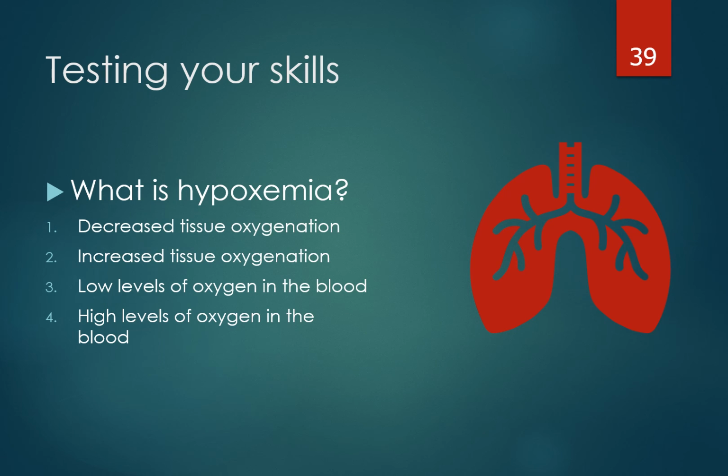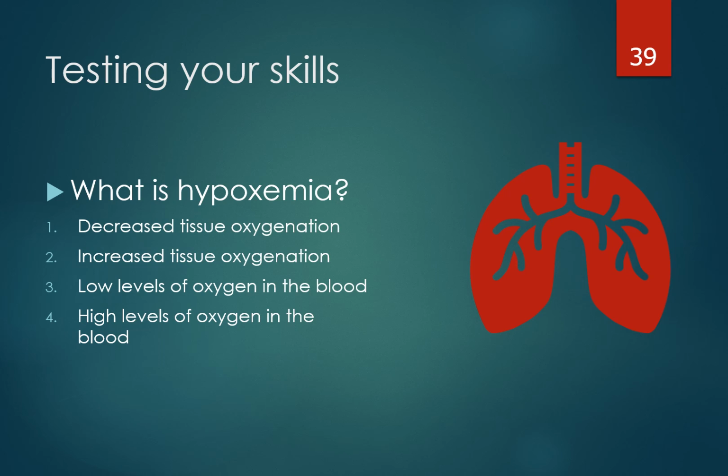So let's go over the pretest. I asked you some questions at the beginning, and I'm sure during this presentation you gained the knowledge you need. For example, what is hypoxemia? Is it number 1, decreased tissue oxygenation? Number 2, increased tissue oxygenation? Number 3, low levels of oxygen in the blood? Or number 4, high levels of oxygen in the blood? And the answer is number 3, low levels of oxygen in the blood.